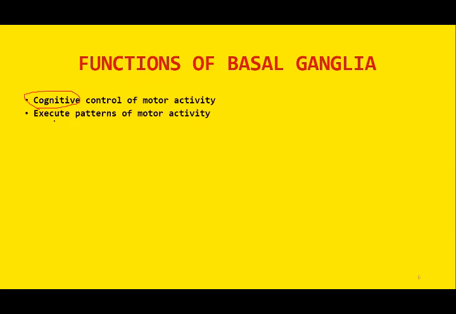Then it not only cognitively controls the motor movement but also executes the pattern of that particular movement, how you are going to perform that particular movement. So voluntary control execution is there. Then comes the timing and scaling the intensity of movement. It not only times the movement but also scales the intensity of movement. For example, when you draw any diagram or figure with the help of your fingers with the pen, in such particular movements, basal ganglia are involved.